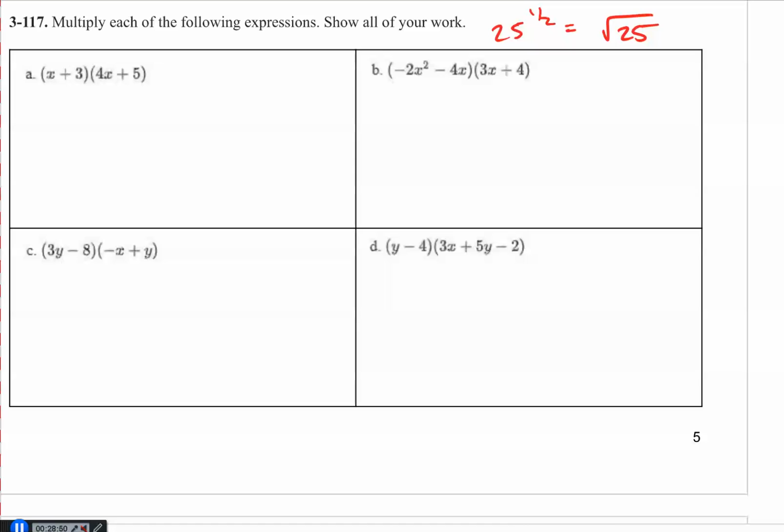3-117. Multiply, show your work. Alright, I'm going to use the FOIL method. X times 4x is 4x squared. X times 5, that's plus 5x. 3 times 4x, that's plus 12x. 3 times 5, that's plus 15. You combine the like terms in the middle to get your answer.